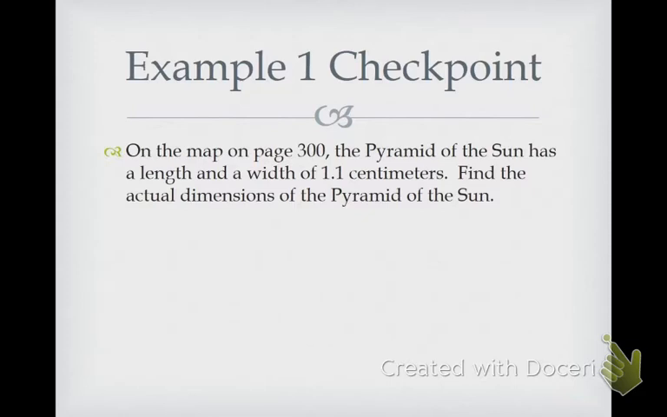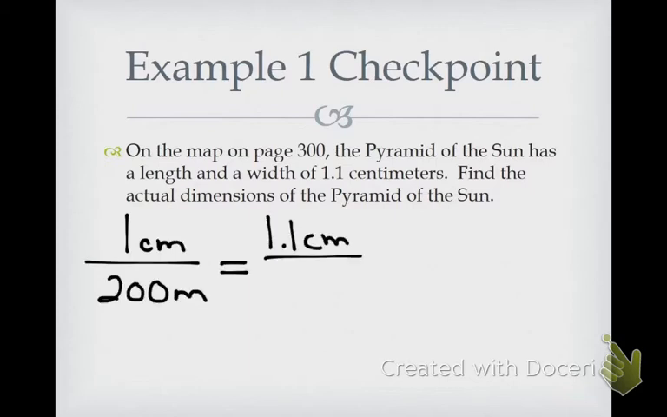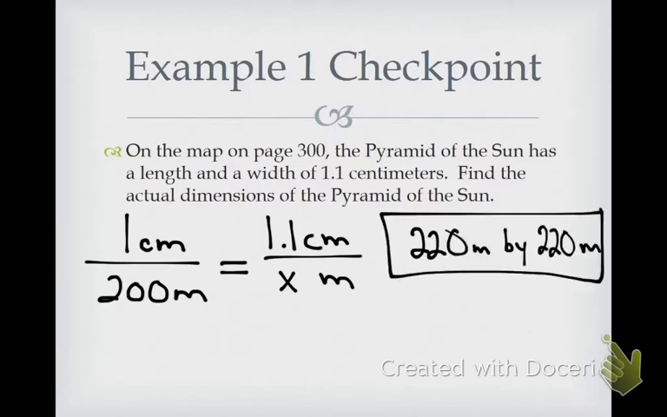All right, so setting up our proportion, we've got 1 centimeter over 200 meters equals 1.1 centimeters over an unknown number of meters. Okay, so that's 220 meters by 220 meters because they are the same length and width, same dimensions. That's how large the Pyramid of the Sun is.